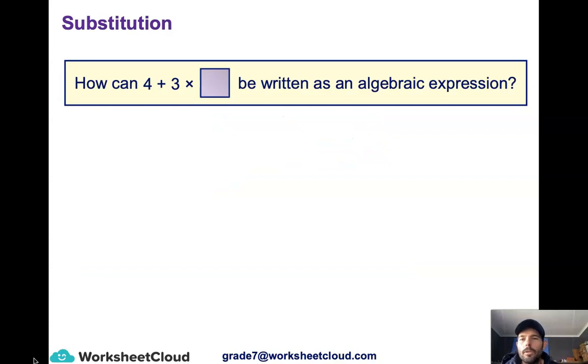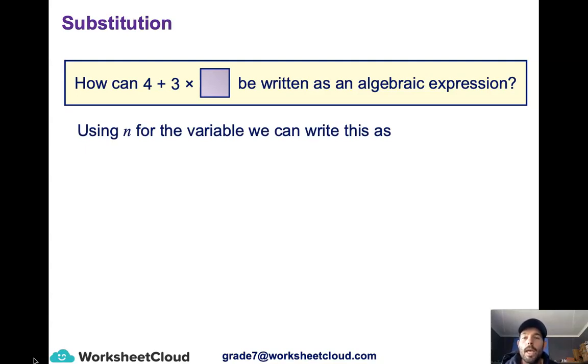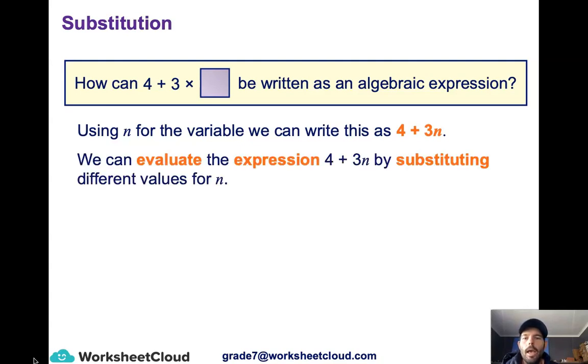So how can 4 plus 3 times something be written as an algebraic expression? So we could use n for the variable. So the square here is the variable, because remember, variables vary, okay, and they change in value. So we can write it as 4 plus 3n, because remember, we leave out the multiplication sign. So 3n means 3 times n, okay? And then you can tell me, or I can tell you, or your examiner or your teacher can say to you, what is the value of 4 plus 3n when n is equal to 5?